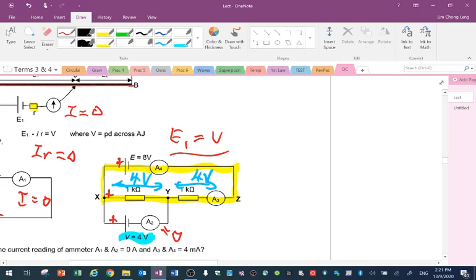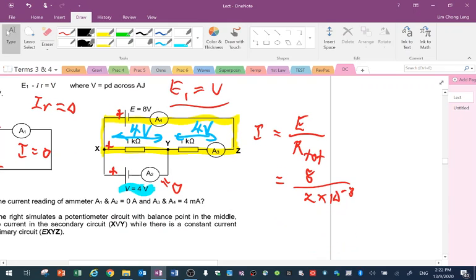Now, what about the ammeters in the potential divider, A3 and A4? Since it is a series circuit, the current is the same, right? To calculate the current, I take the EMF divided by the total resistance. EMF is 8. Total resistance is 2 kilo ohm, because it's 1 kilo ohm plus 1 kilo ohm. That gives me 4 milliampere. Okay, that's the answer, 4 milliampere.